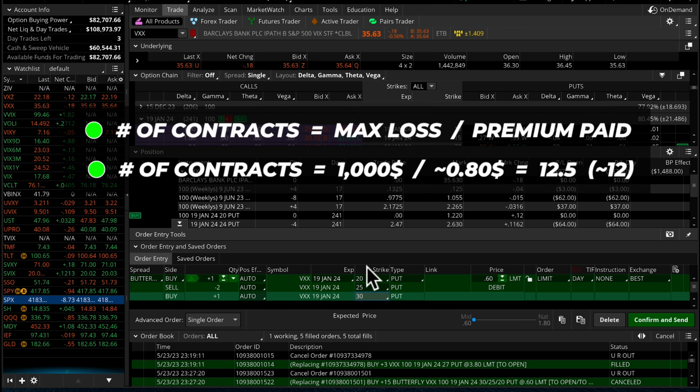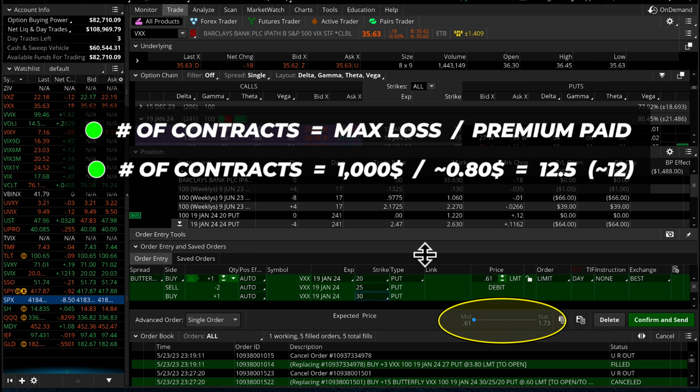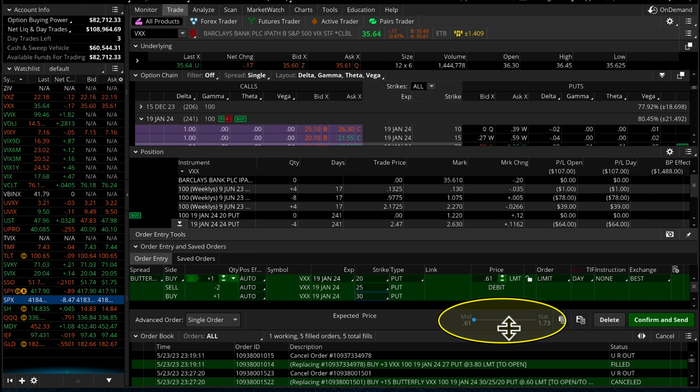Now, because this is a debit spread, again, we just take our $1,000, which is our intended maximum loss, and we divide by the premium paid. Now, we're doing a strike that's pretty far out into the future, so it's not surprising that the mid and the natural are pretty wide. It's probably not going to display a very accurate number. This just comes with experience. I can get a pretty decent idea of where this thing is going to execute.